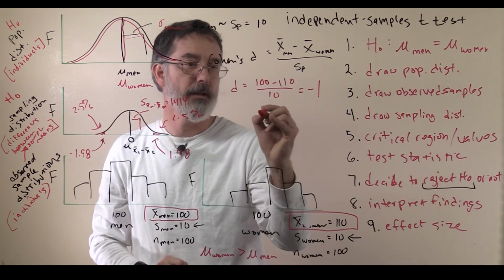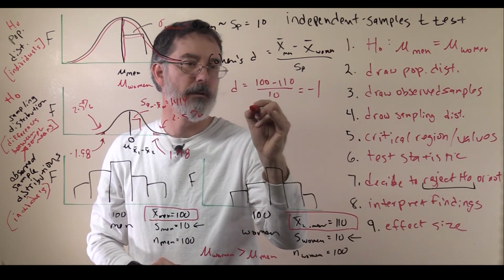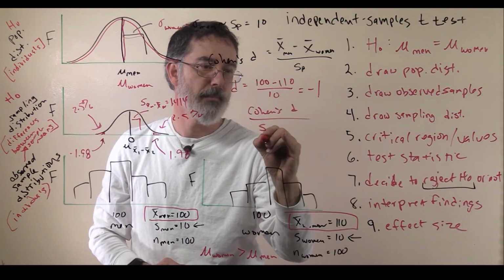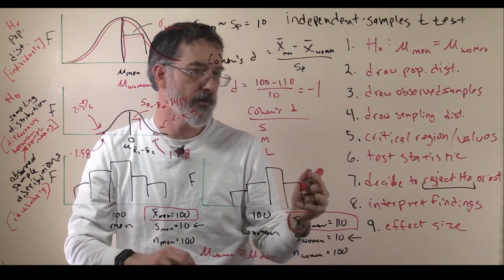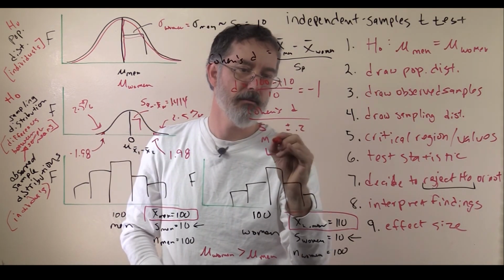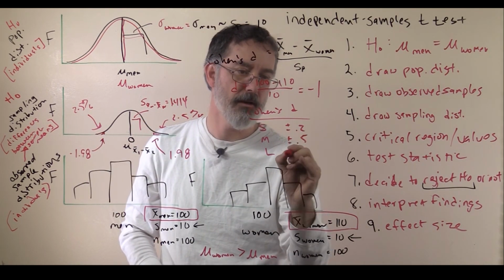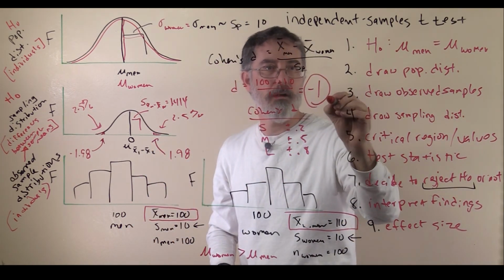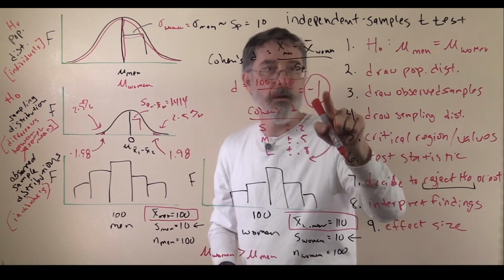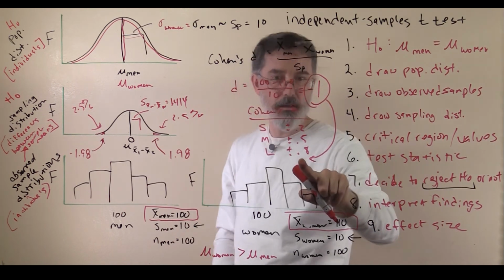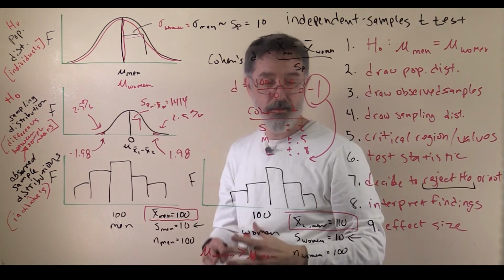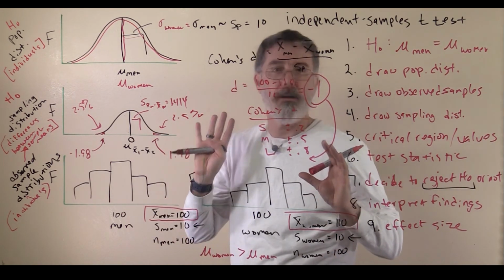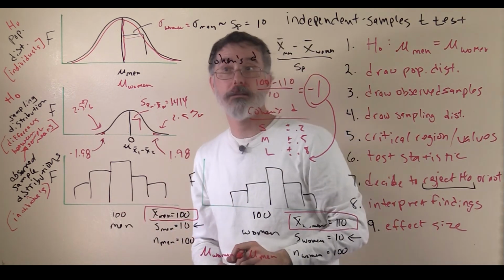Recall Cohen's d had the small, medium, and large reference points, small being plus or minus 0.2, medium being plus or minus 0.5, and large being plus or minus 0.8. So, right, a Cohen's d of 1 is actually a little bit larger than the reference point for large. So this scenario here has a large effect size, a very large effect size, you could even say if you wanted to.